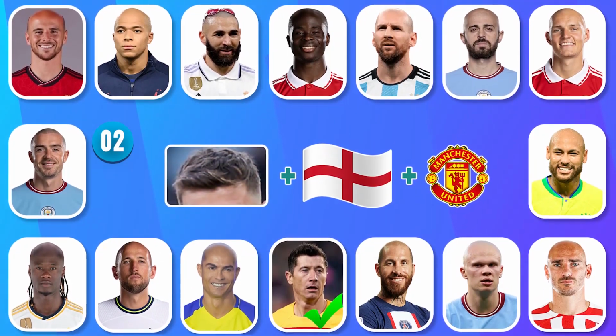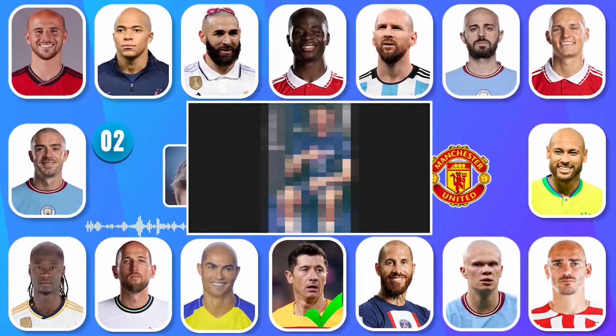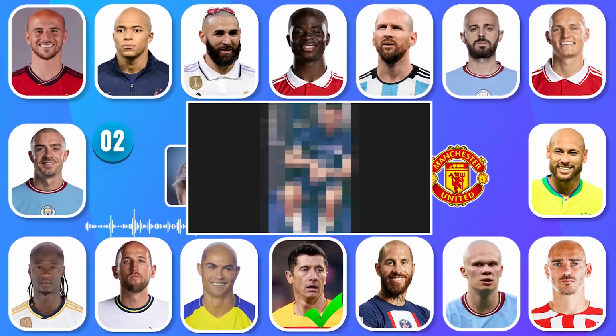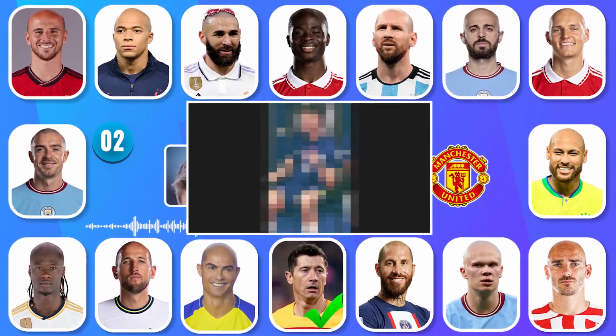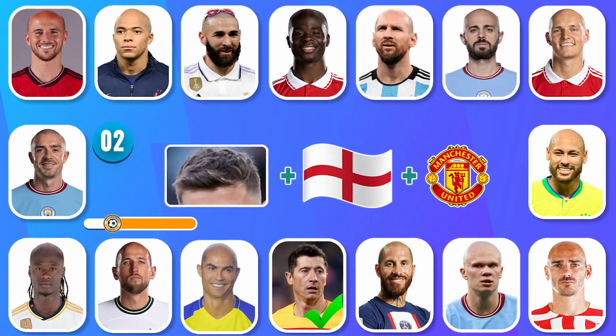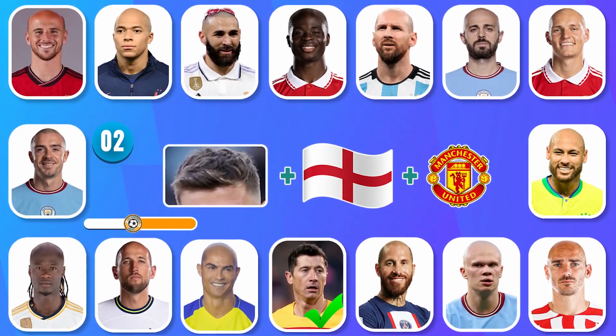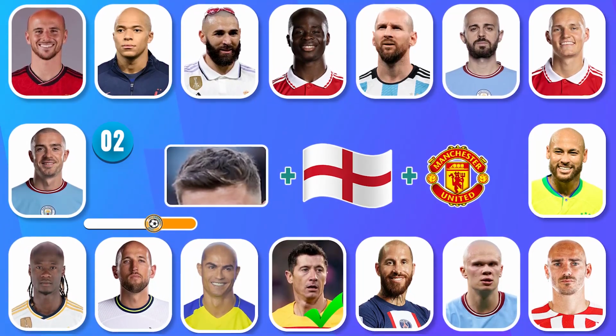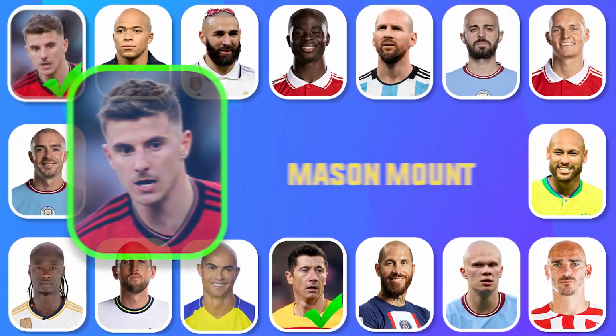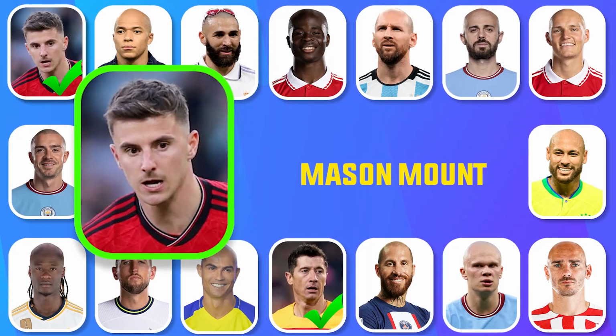Question 2. Can you guess the player? Mason Mount.